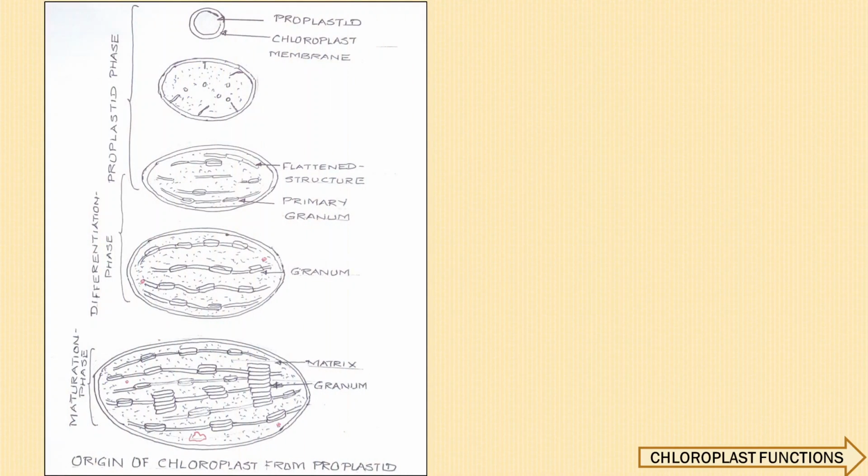We shall discuss the origin of chloroplast. In higher plants, the new chloroplast develops from the proplastids. The proplastids are spheroid structures made up of two unit membranes and contain dense stroma.